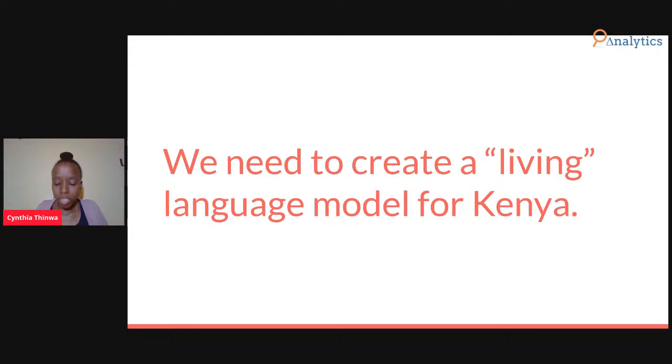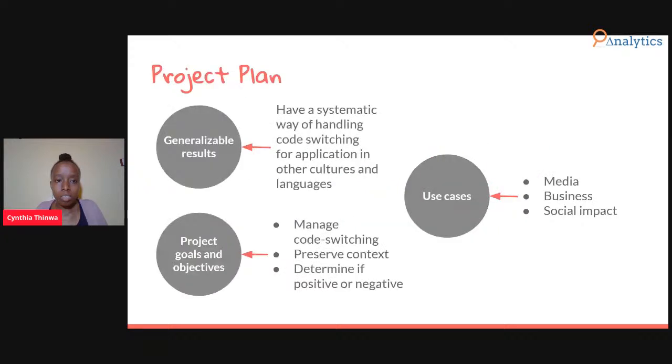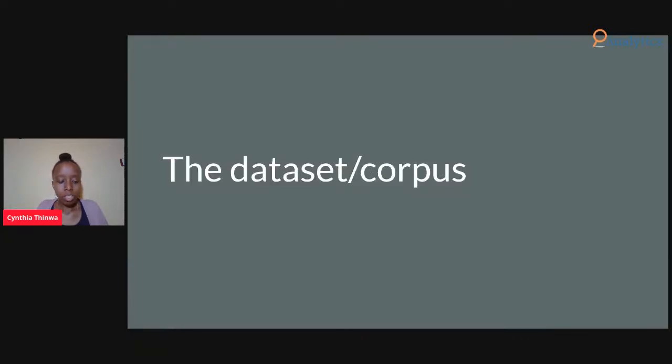And so this project had 3 key aspects of its plan. We had the project goals and objectives, the generalizable results that can be used in future research, and the use cases for the solution that we're going to build together. So the second part of the talk is the data set or corpus.